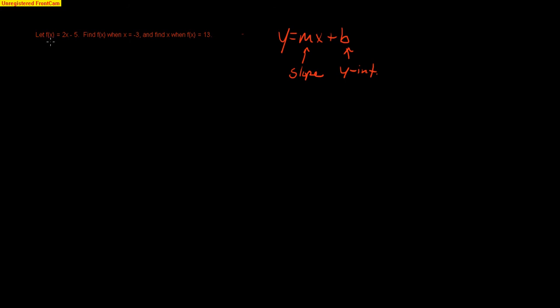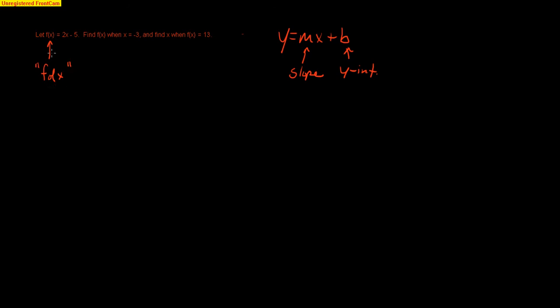Alright, here's the new part. This little guy right here is pronounced f of x. And sometimes they'll have a g there, sometimes they'll have an h, sometimes another letter, but it's always the same. You just say g of x or h of x, etc. And basically this is taking the place of your y over here.